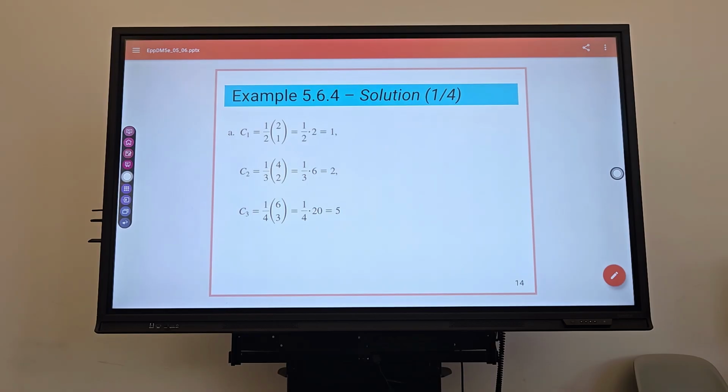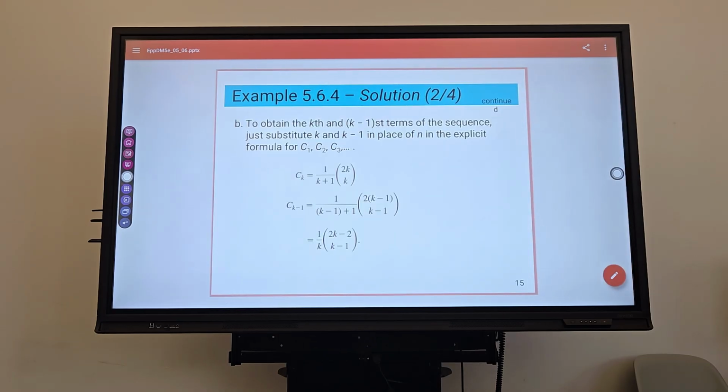So you got the first few numbers here, 1, 2, and 5. To obtain the kth and the k minus 1 term of a sequence, just substitute k and k minus 1 in place of n in the explicit formula. So, you got c sub k equals 1 over k plus 1 times 2k choose k.